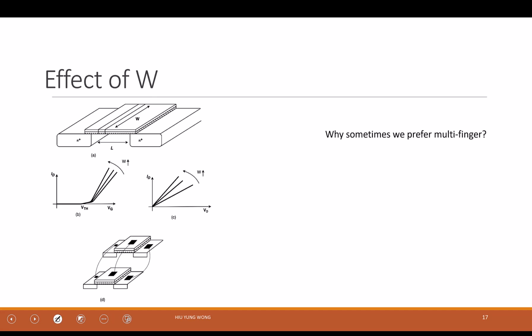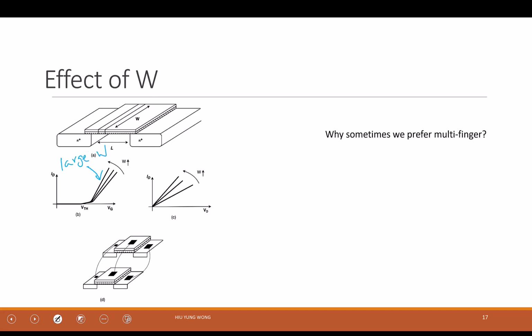How about the effect of the width? I have two widths. Maybe you just tell me. For example, this one. Can you guess this has a larger current? Do you think this has a smaller or larger width for a larger current? Larger width.